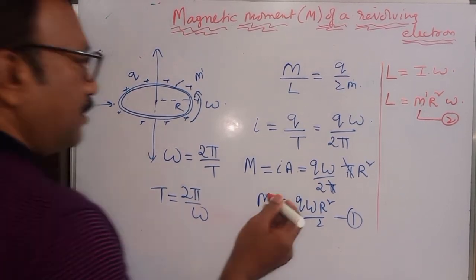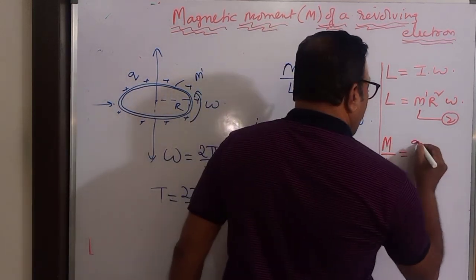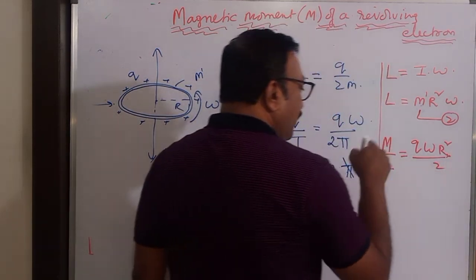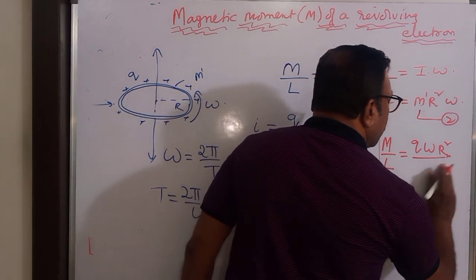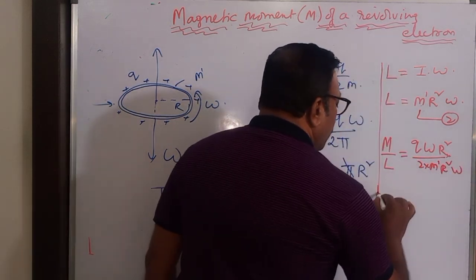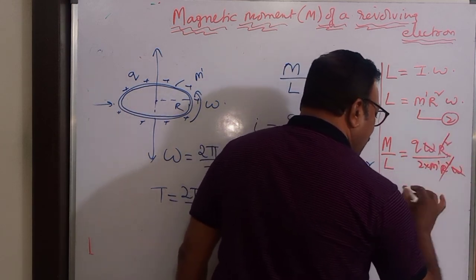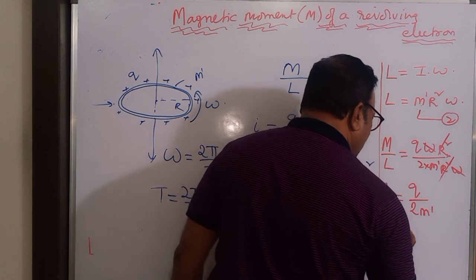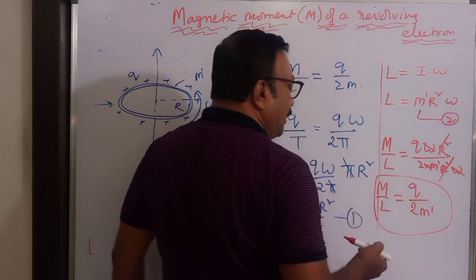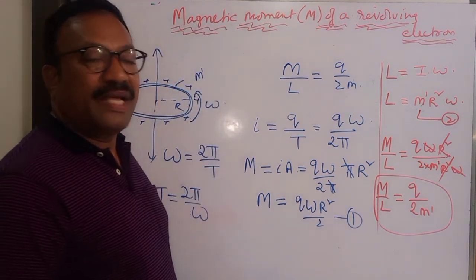So M divided by L is equal to Q omega r square divided by 2, divided by m dash r square omega. I cancel one r square, I cancel omega, and this is Q divided by 2 m dash, where m dash is the mass of the ring and Q is the charge. The ratio between the magnetic moment and the angular momentum is Q by 2m, or 2m dash, where m is the mass.